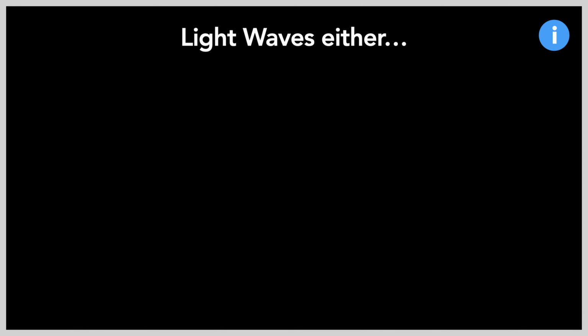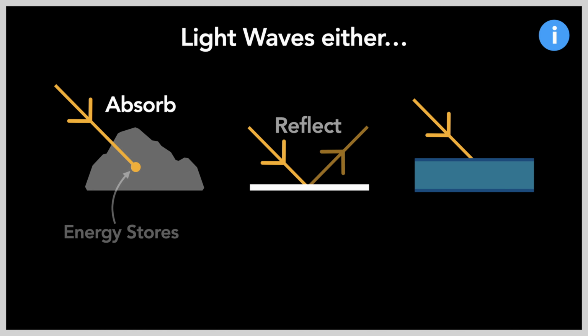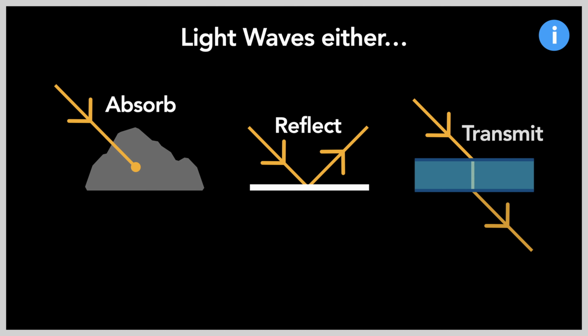Before we move on to reflection, I would like to clear up one thing in particular. When a ray of light encounters an object, it either gets absorbed into the object, nestling itself in its energy stores, or reflects off the object, not penetrating or passing through the object, or transmits through the object, when light penetrates into a medium and passes through it.